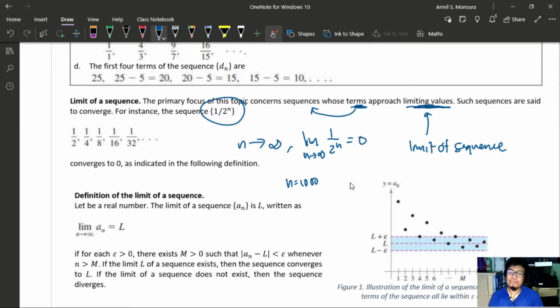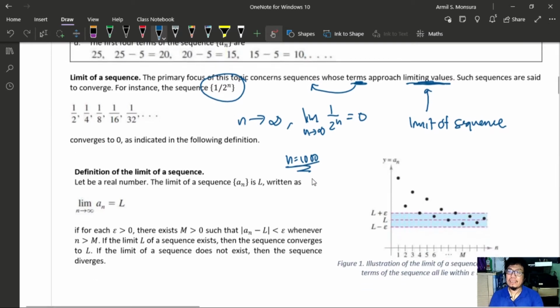And as you further increase your n, you would see that the terms of your sequence are actually inching closer and closer to 0. So that 0 is the limiting value and basically the limit of that sequence. Okay, so we formally define that limit here.